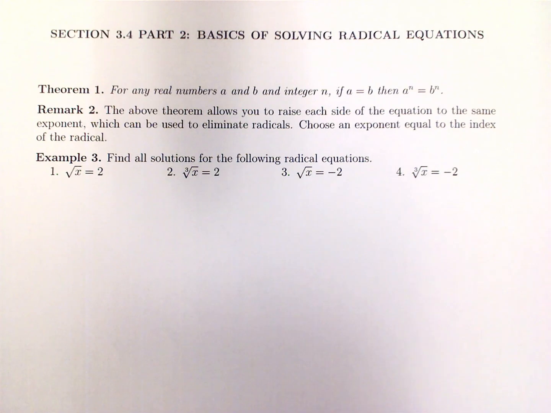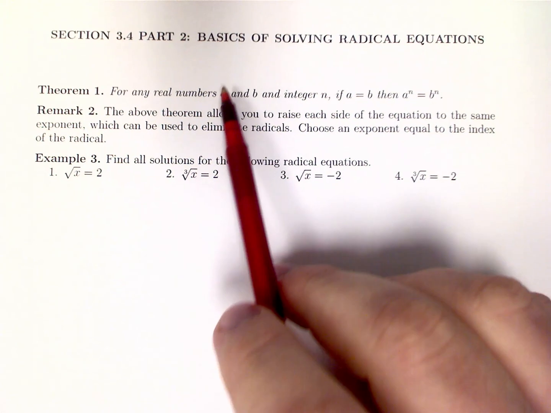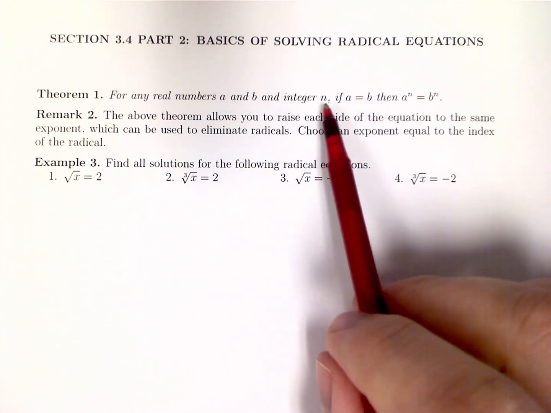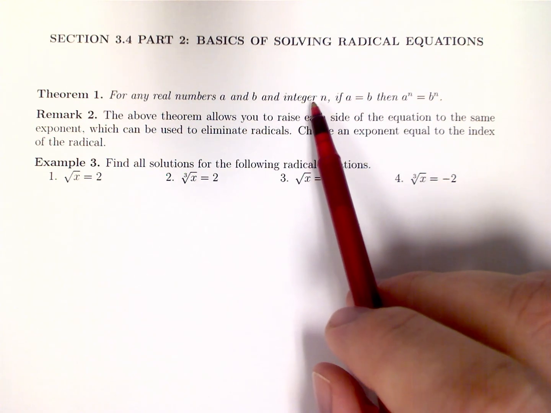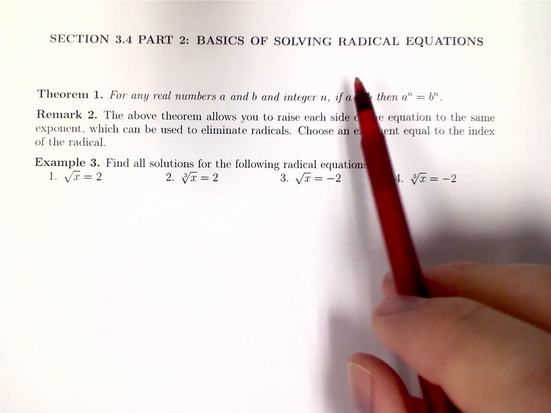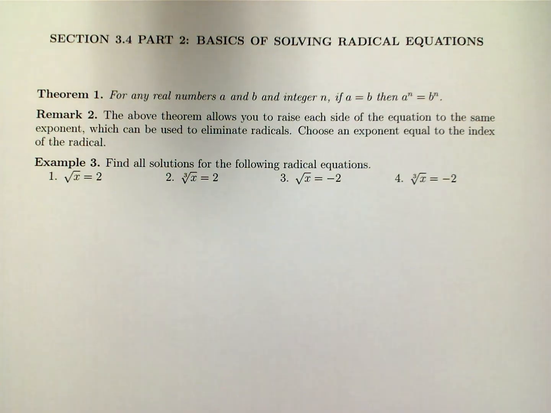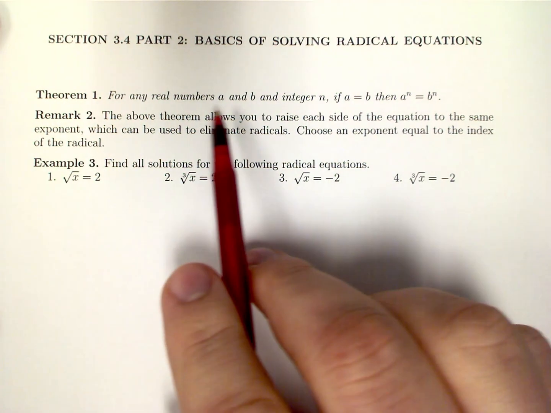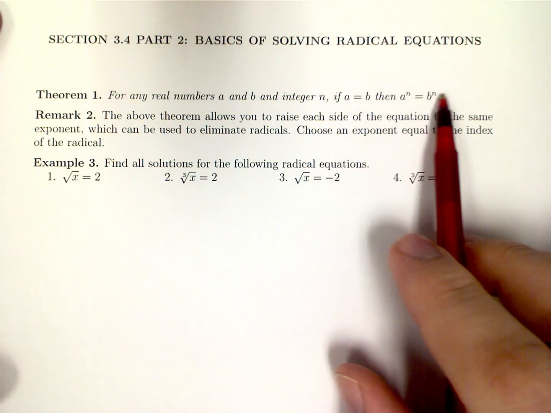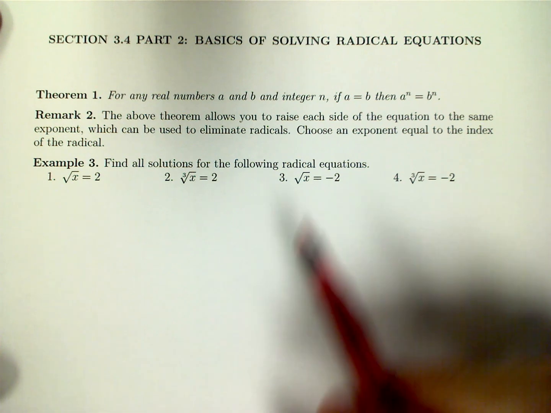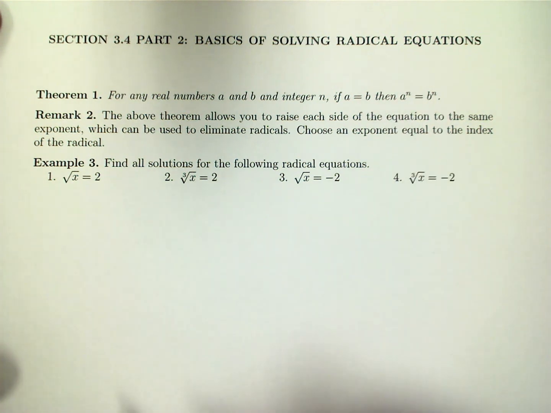For any real numbers a and b and an integer n, real numbers are just any number we can think of, and integers are specifically like 1, 2, 3, 0, and -1, -2, -3, so no decimals anywhere. If that's the case, then if a equals b, you can raise each side to the same power, to the integer power.